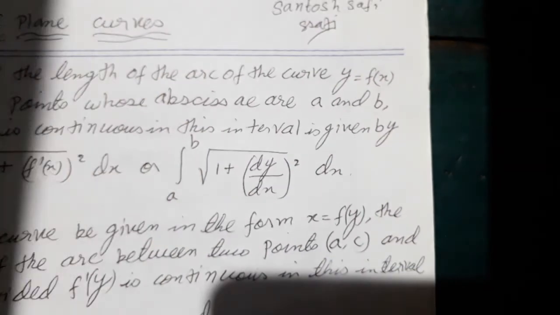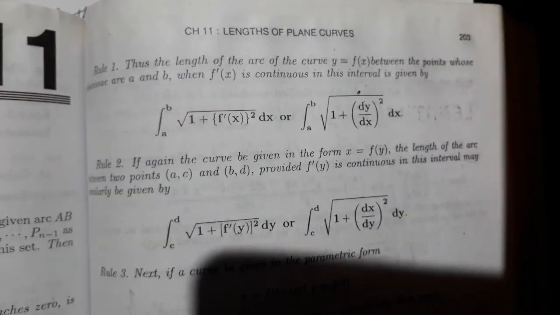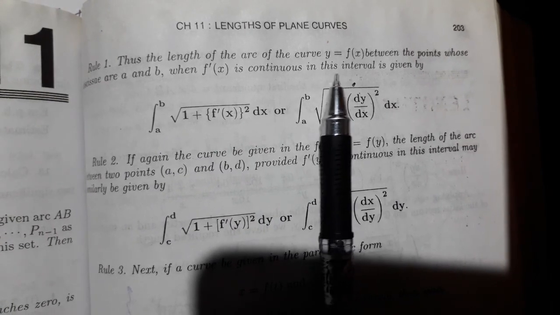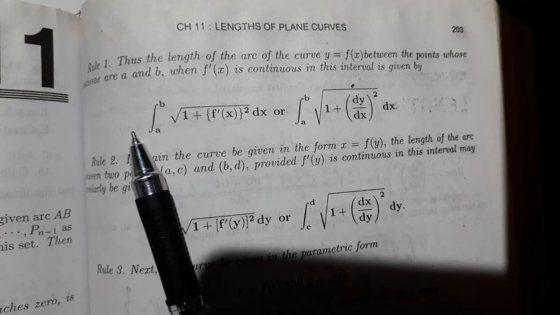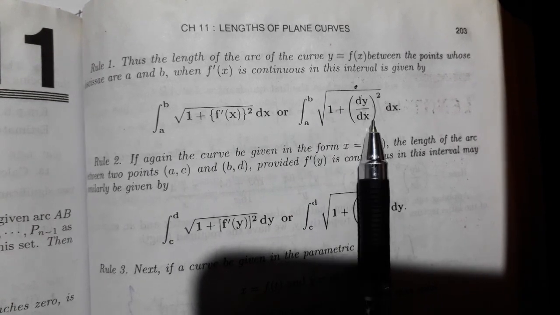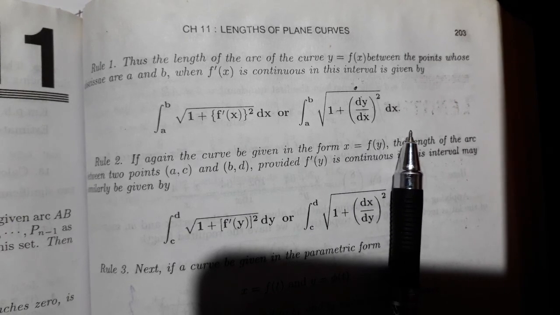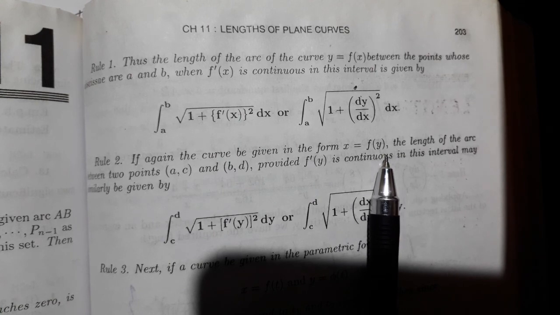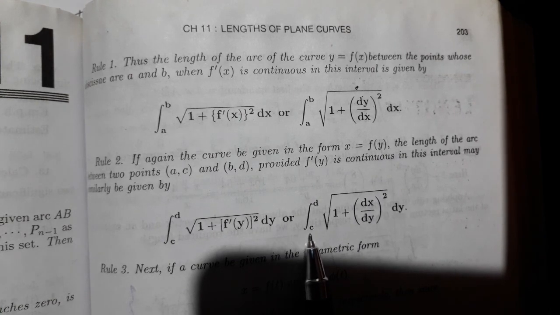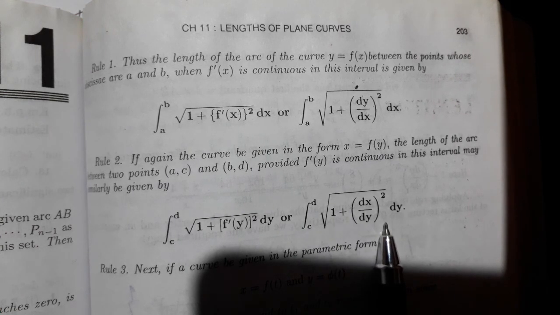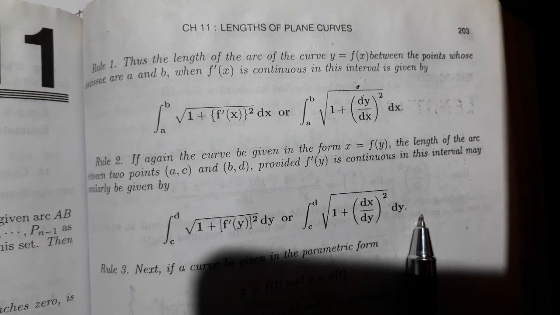There are different ways of finding the length of the curve. The first one is that if the curve is given by y equal to f(x), then the length of the curve is the integral from a to b of the square root of 1 plus (dy by dx) whole square, dx. And if the curve is given by x equal to f(y), then the length of the curve is the integral from c to d of the square root of 1 plus (dx by dy) whole square, dy.